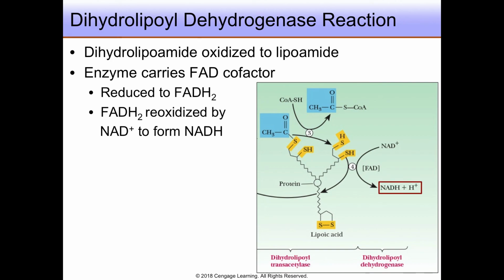The net reaction of this complex is therefore the conversion of pyruvate to acetyl-CoA with the concomitant production of NADH and the loss of carbon dioxide.